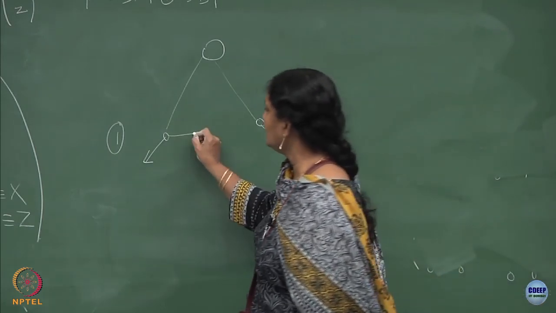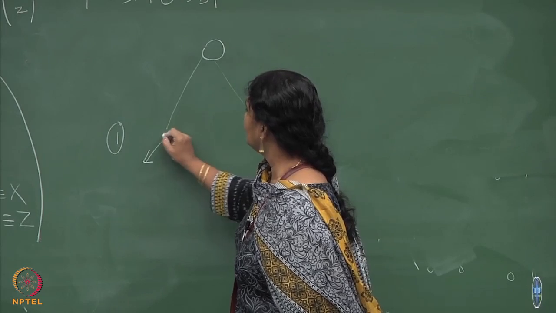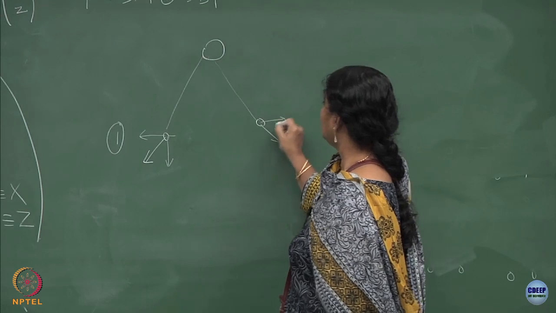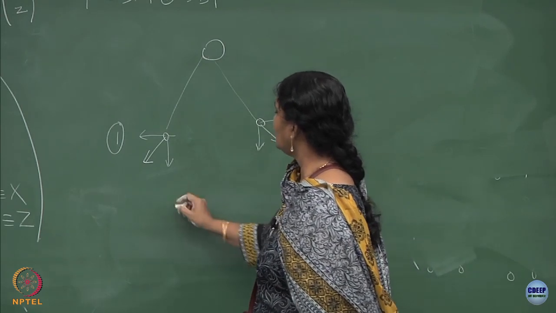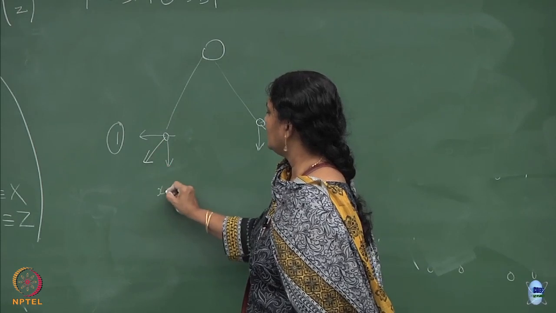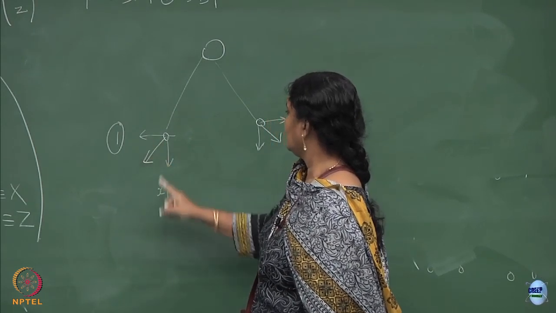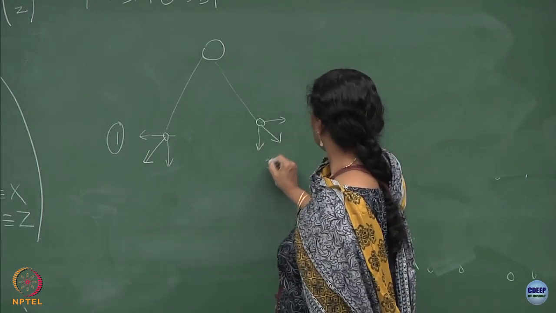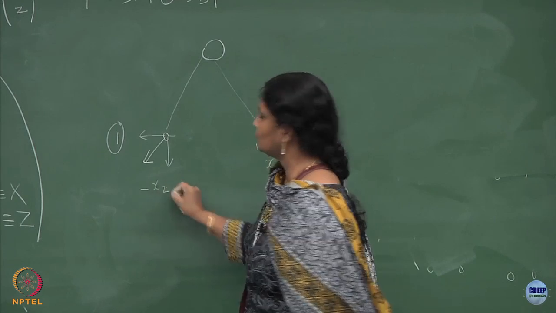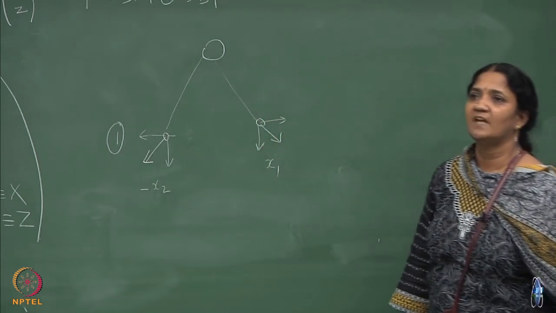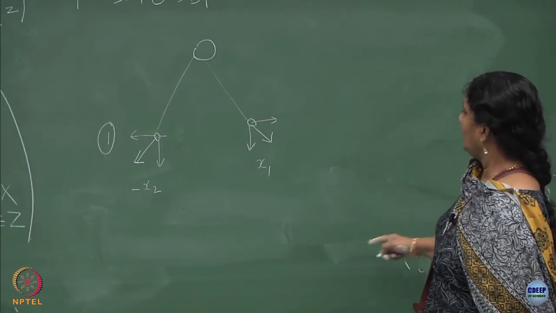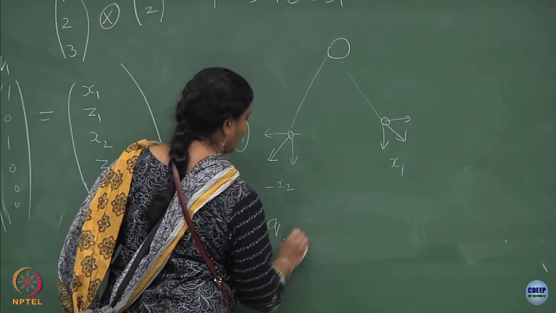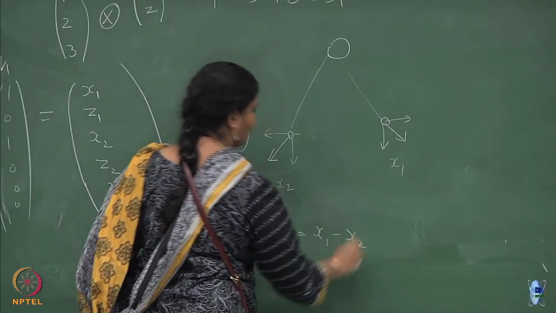If you try to resolve them, this will go this way and this will go this way and this will be this way and this will be this way. So, you see that x 1 is becoming, this is x 2, right, in my notation. This was x 1 and this one is minus x 2. That is 1, and this as a normal mode we write it as q 2, which is x 1 minus x 2.